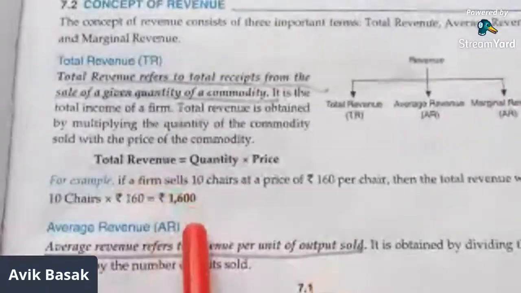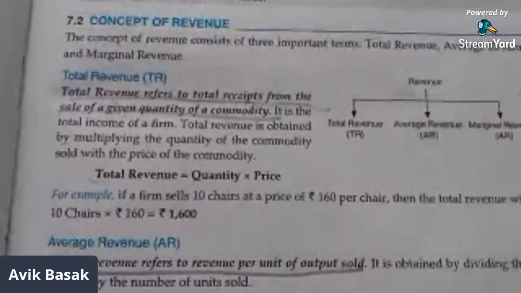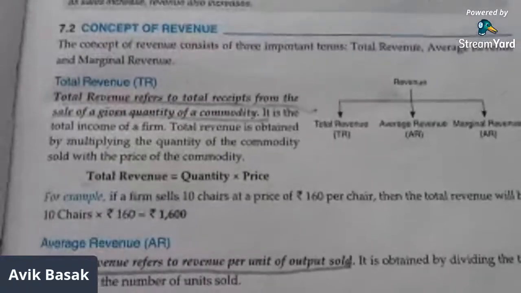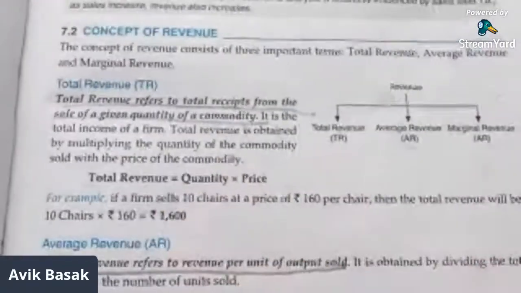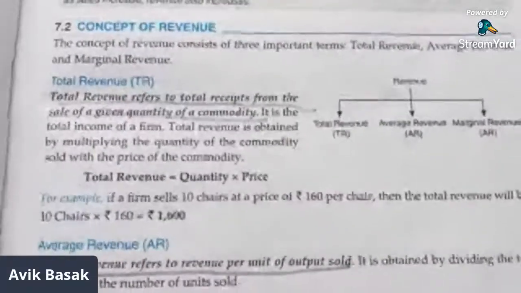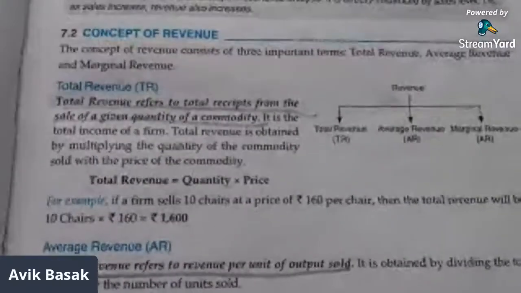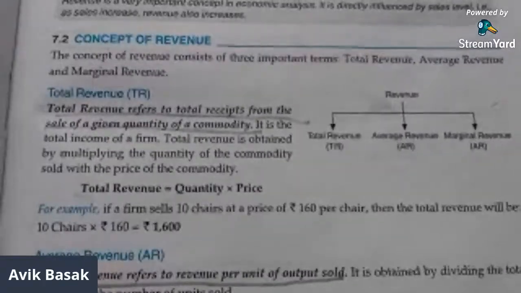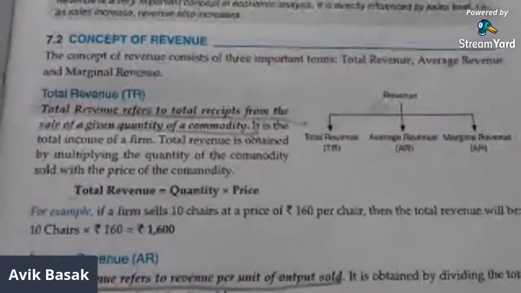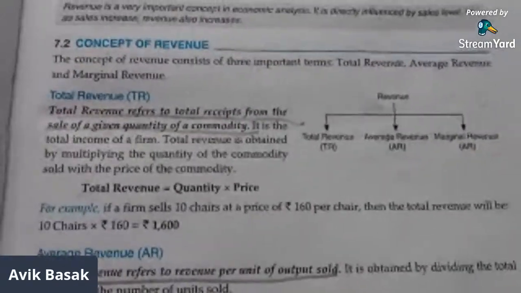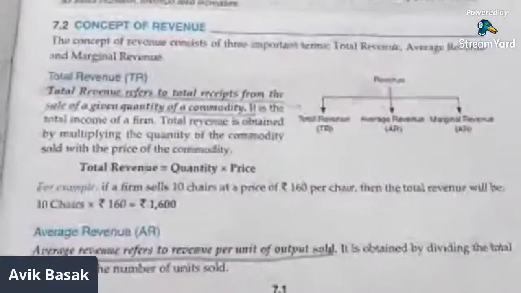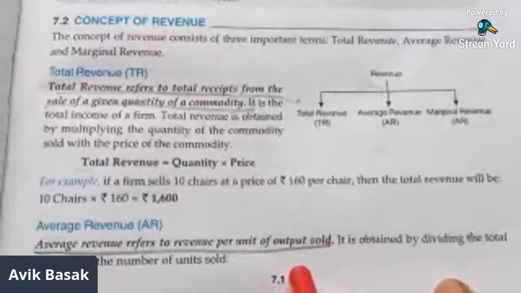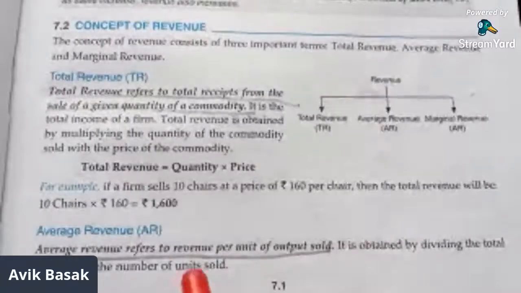Then comes, students, the average revenue, the per unit cost of good. It means if 10 chairs cost 1600, then one chair will be costing how much? 160. Means per price or per revenue or money or receipt from one good. Okay, it refers to the revenue per unit of output sold. It means for each and every output, how much revenue you receive.